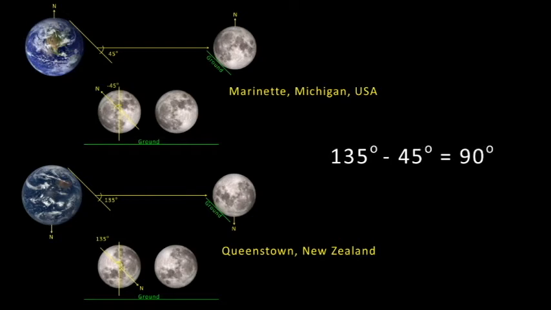All right, so now we have our Marinette, Michigan, USA, and Queenstown, New Zealand. I took both those slides and just put them on one for you. And so what do we do? Well, we subtract the 45 degrees that we saw in the northern hemisphere from the 135 degrees we saw in the southern hemisphere. We get 90 degrees. So that 90 degrees is our latitude difference from one another as well.